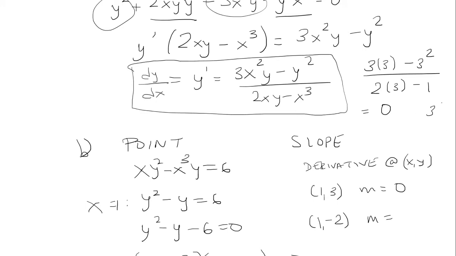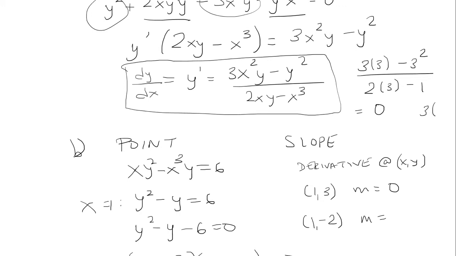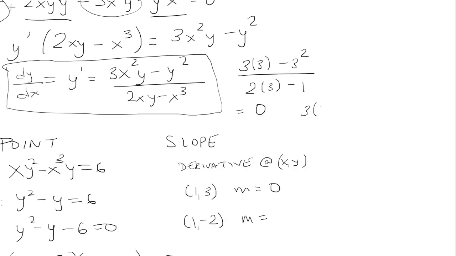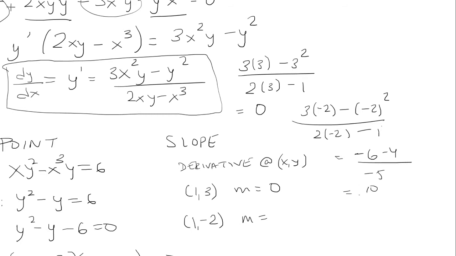I get 3 times 1 squared is just 1, and then times y is -2 minus -2 squared over 2 times 1 is just 2 times -2 minus 1 cubed, which is just 1. So that's -6 minus 4 over -5. So that's just positive 10 over 5, which is 2. Okay, so the slope there is 2.